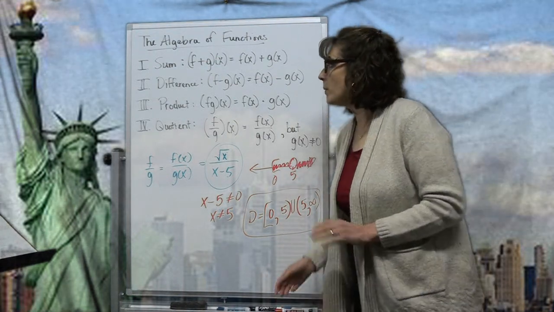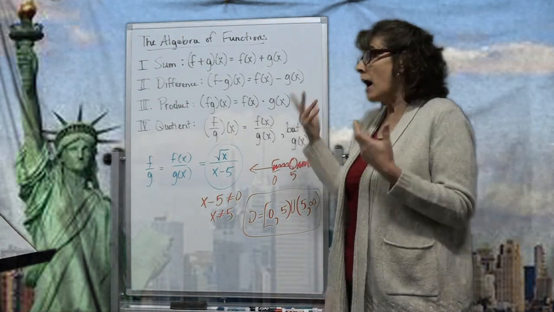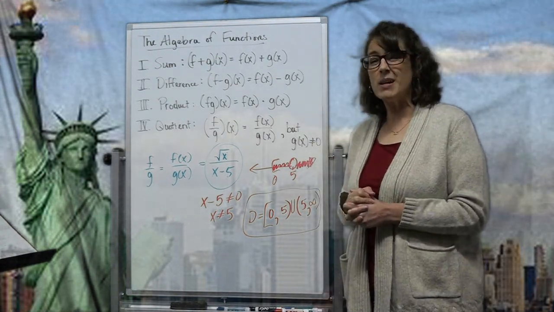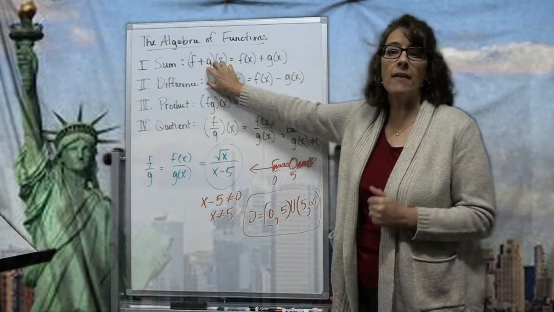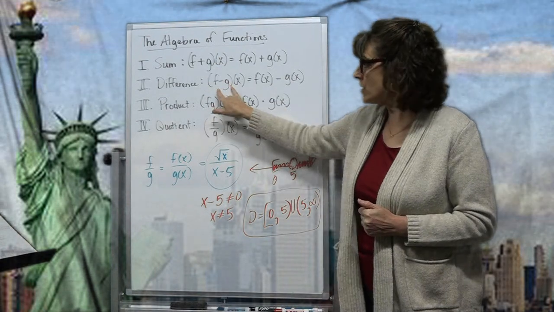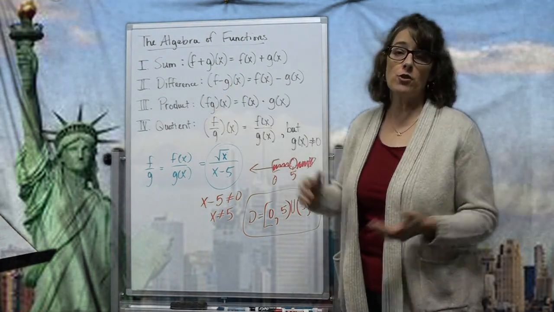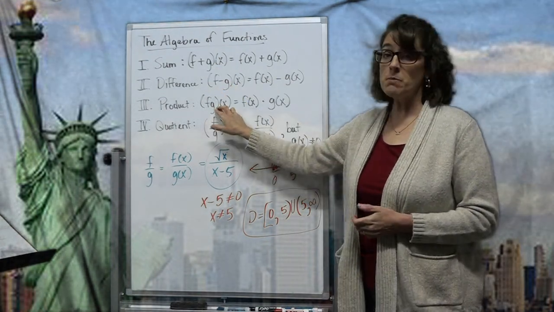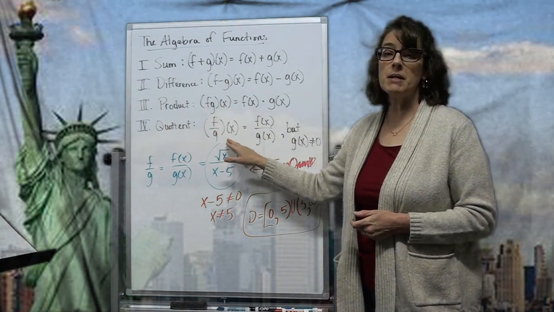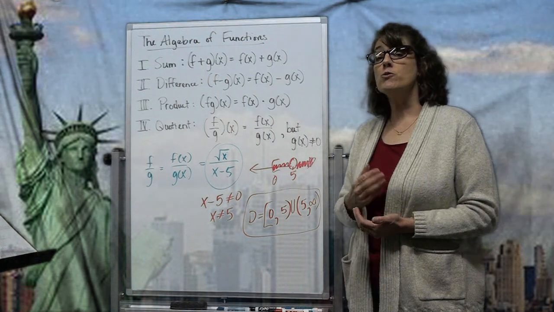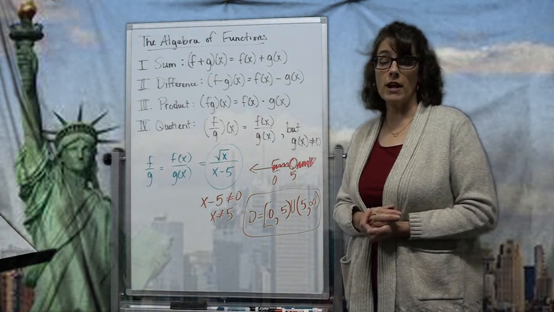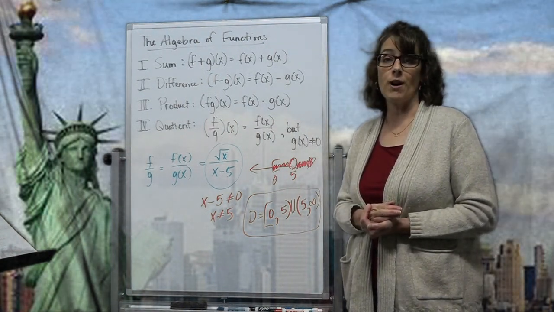So hopefully that helps with the algebra of functions. And like I'm hoping that you saw, it really comes down to understanding the notation. When you see this notation, that simply means add the two functions together. When you see this notation, it simply means subtract the two functions. This one simply means multiply the two functions, and this one simply means divide the two functions. But be very careful about that domain. You don't want zeros in denominators of fractions. You don't want negatives underneath radicals.